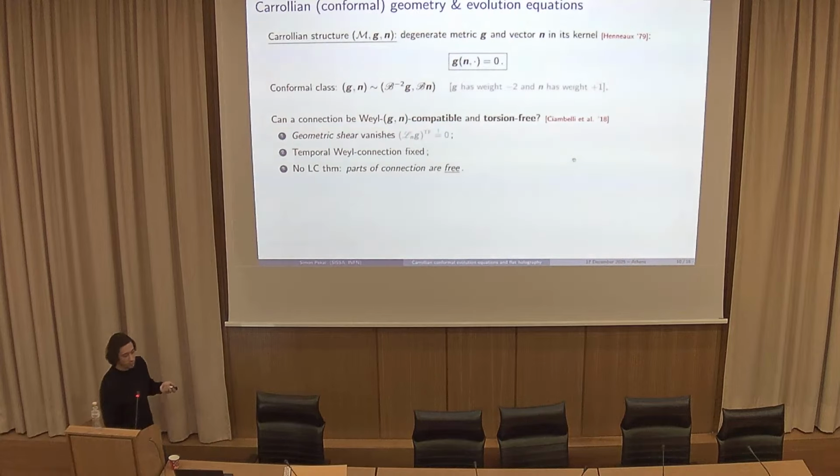So now comes the important question. If I introduce a spin connection like before, what are the conditions such that I can build a spin connection that is both Weyl structure compatible and torsion free? And the answer is a bit surprising. So first, you cannot always do that. Your geometry needs to satisfy some constraints, which is known as the vanishing of the geometric shear.